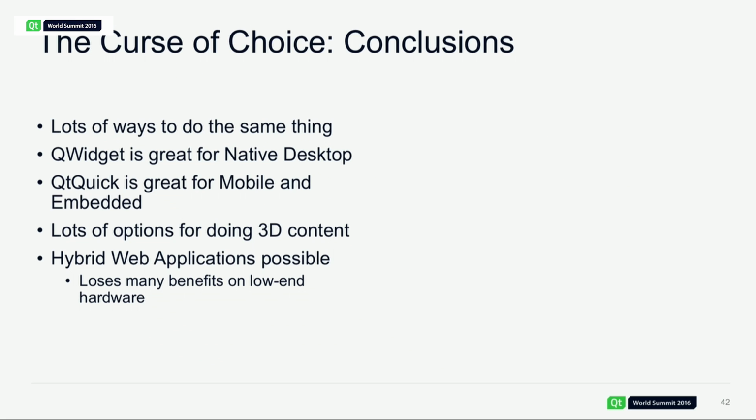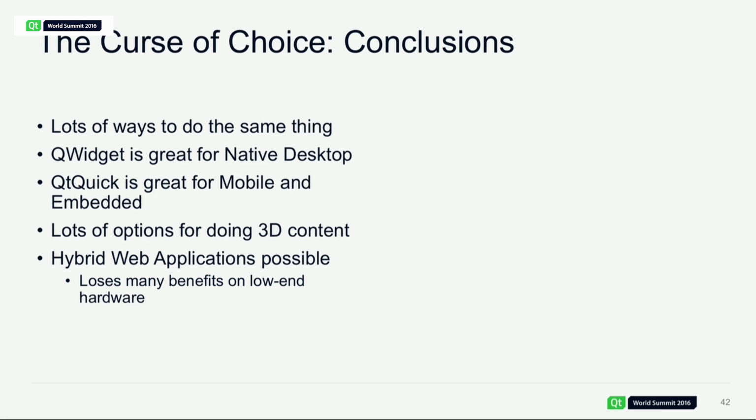QtWidgets is great for native desktop applications. It's not going anywhere. We're not deprecating it. I'm sure whenever Qt 6 eventually comes out, QWidgets will be right there with it. QtQuick is great for mobile and embedded. Definitely embedded. If you're making an embedded product these days, use QtQuick. There are still people making QWidget applications, but especially now in 5.8 with the 2D renderer being part of QtQuick, there's no excuse not to use QtQuick there.